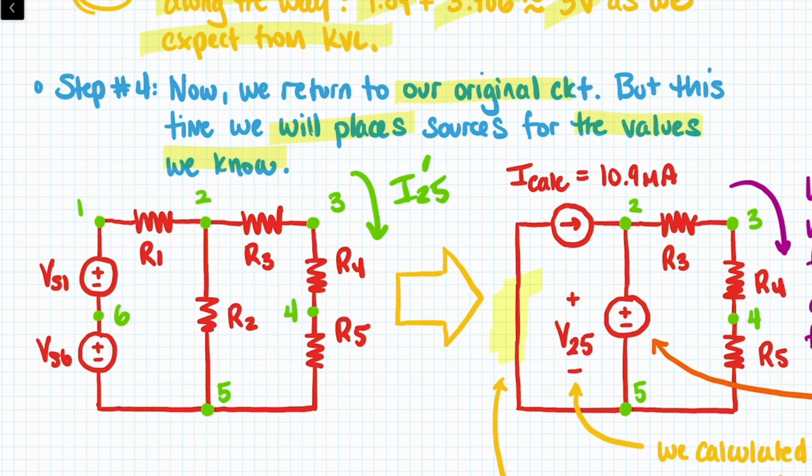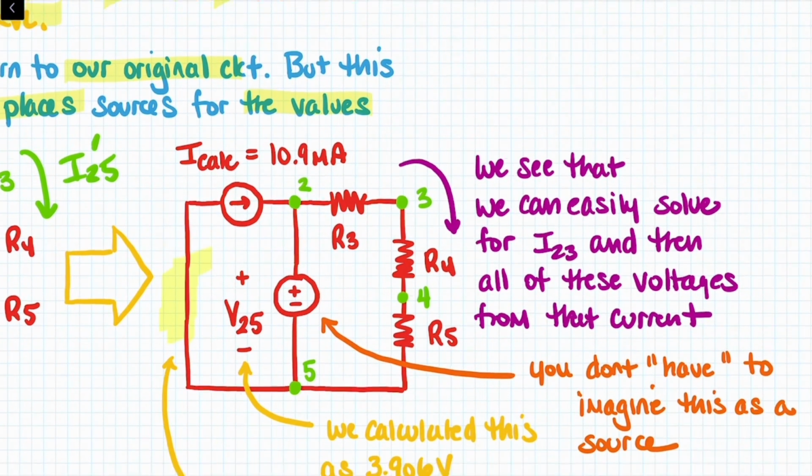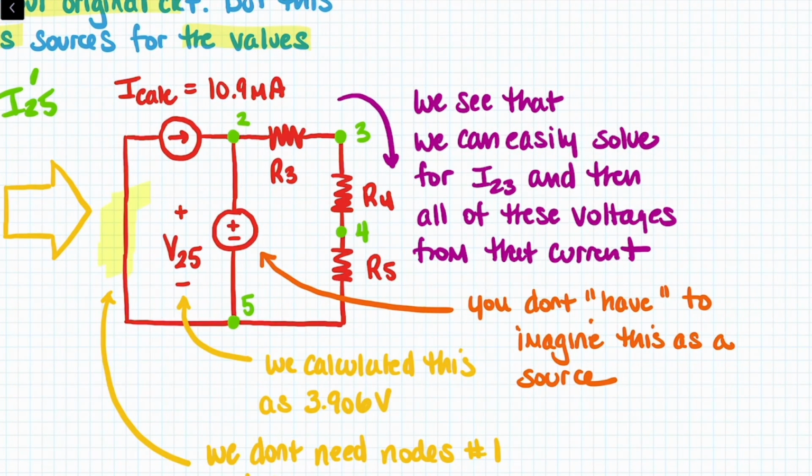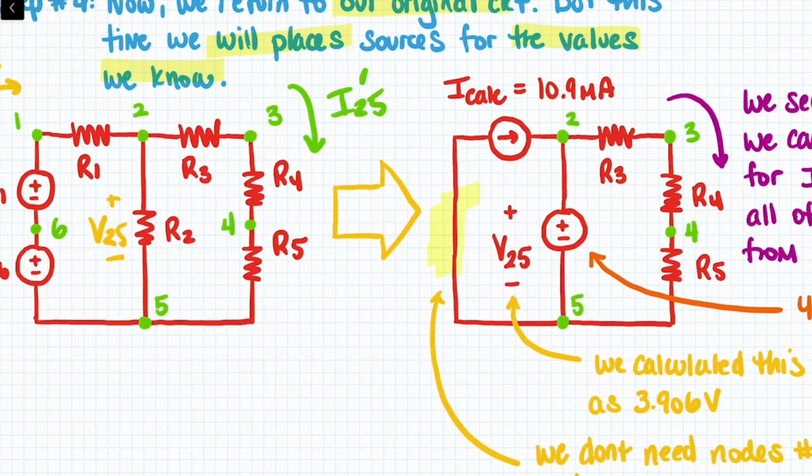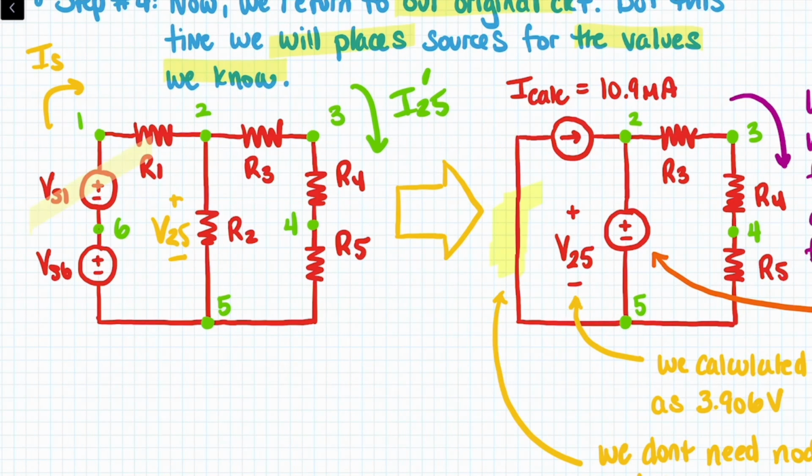You can also do the exact same thing without using these sources by simply saying we know what V25 is and we know what IS is. Okay, so take this how you will, this version of the circuit over here with some of the elements replaced with sources. Perhaps we should just use this version over here with the knowns assumed to be known. All right.